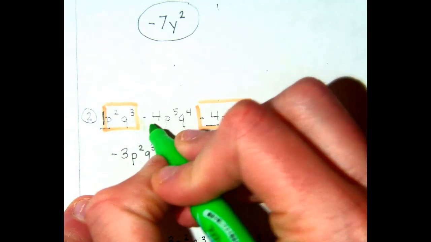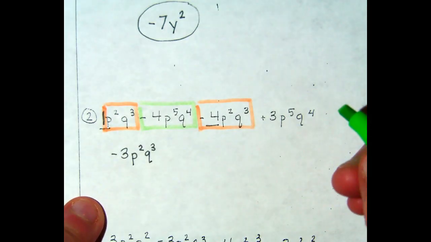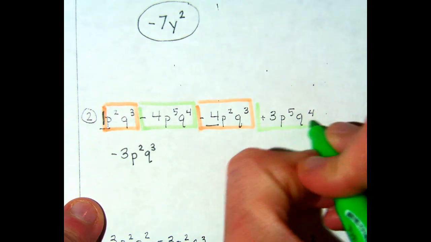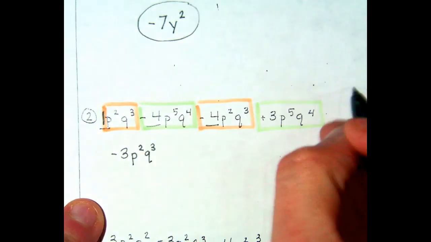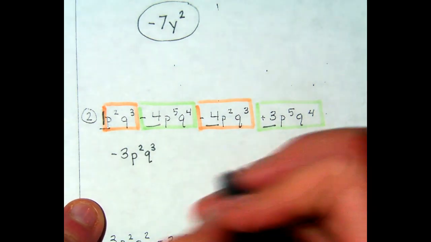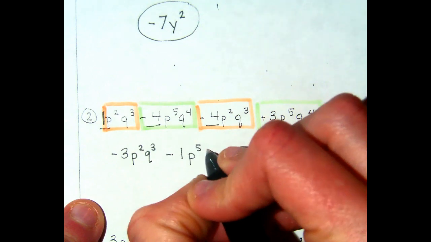Number 2. Negative 4 p to the fifth, q to the fourth. Are there any more p to the fifth, q to the fourth? Okay. To combine those, negative 4 plus 3, what's that? Negative 1. Do not change p to the fifth, q to the fourth.